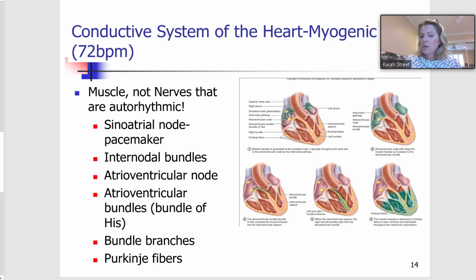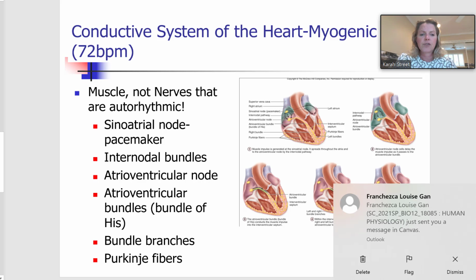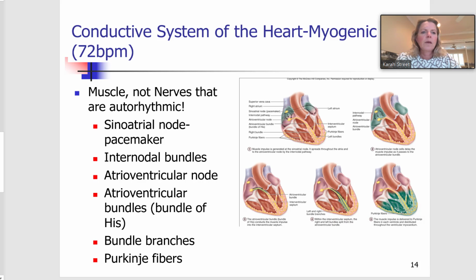So that AV nodal delay is really important. It ensures atrial, then ventricular syncytium. Let me just pause. And then the rest of the specialized cells, after the bundle of His, the right and left bundle branches travel through the interventricular septum. That's the wall between the right and left ventricle. And the Purkinje fibers are found on the lateral walls of the ventricles.